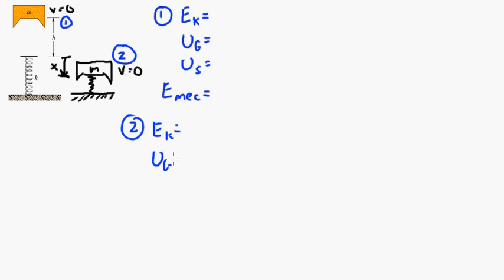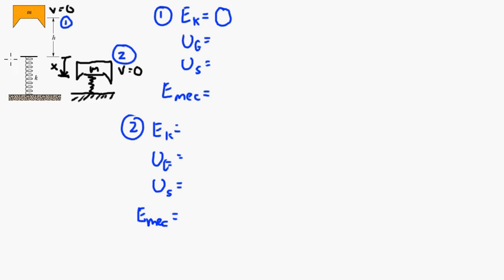So for state 1, we've got kinetic energy, potential energy due to gravity, and potential energy in the spring. And then we've got E mech, which is the sum of all of those. For state 2, down here, we've got kinetic energy, gravitational potential energy, spring potential energy, and mechanical energy. Okay, so let's start it off. At the beginning, it is motionless, so kinetic energy is 0. Any object not moving has kinetic energy 0. Easy peasy.